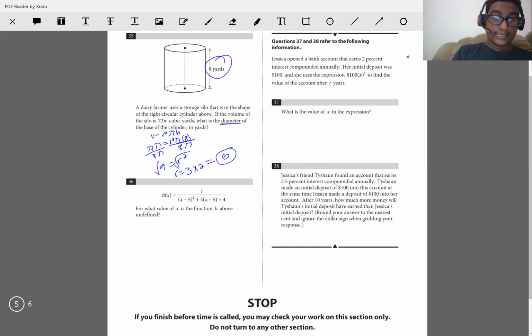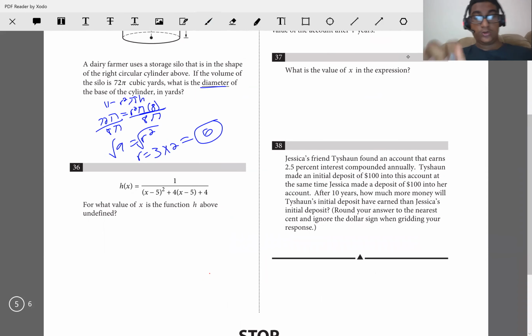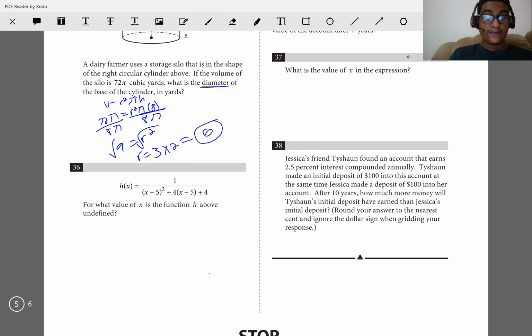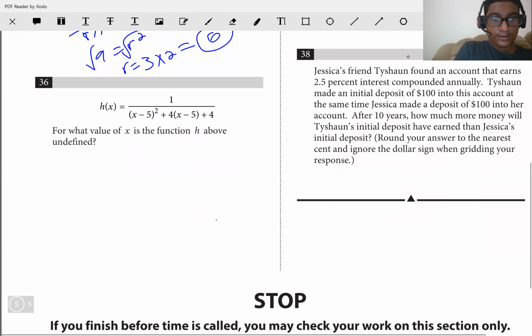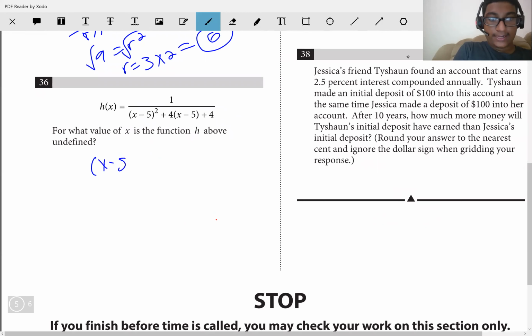Now for number 36. h of x is equal to 1 over (x minus 5) squared plus 4 times (x minus 5) plus 4. So for what value of x is the function h above undefined? Usually if you have a fraction and they say it's undefined, that means the denominator is equal to 0. So what we know right here is (x minus 5) squared plus 4 times (x minus 5) plus 4 equals 0.